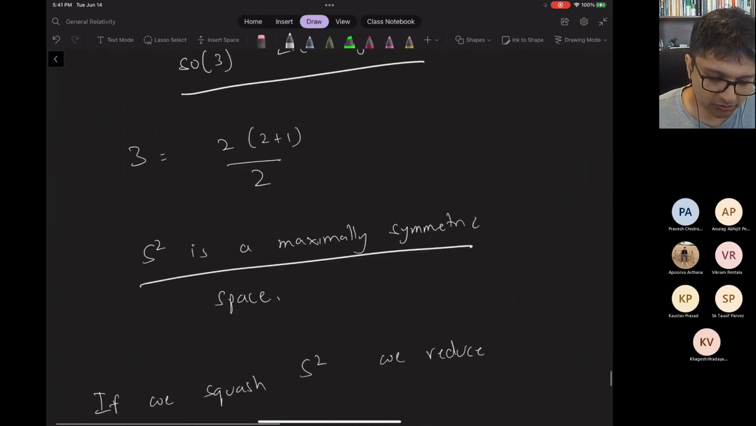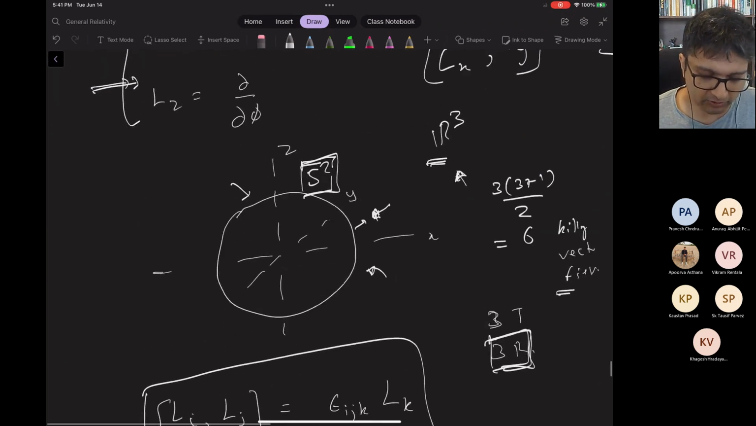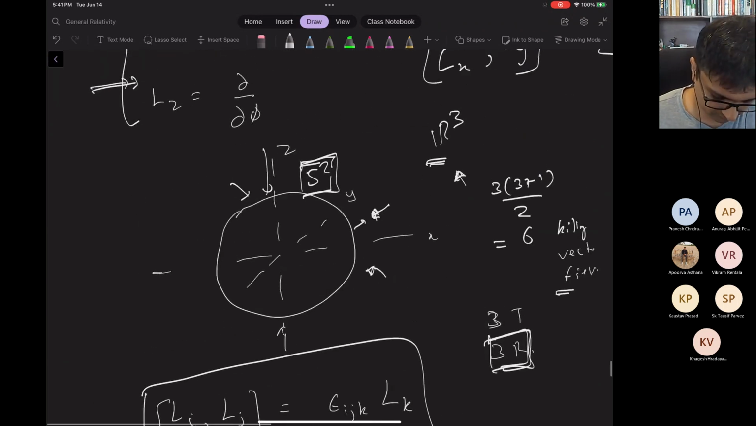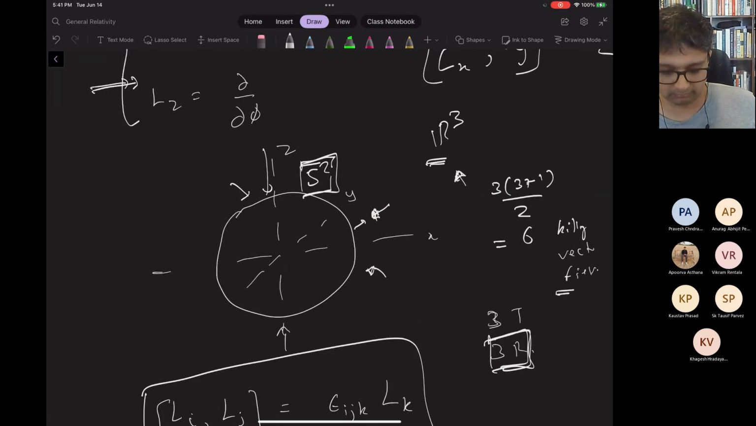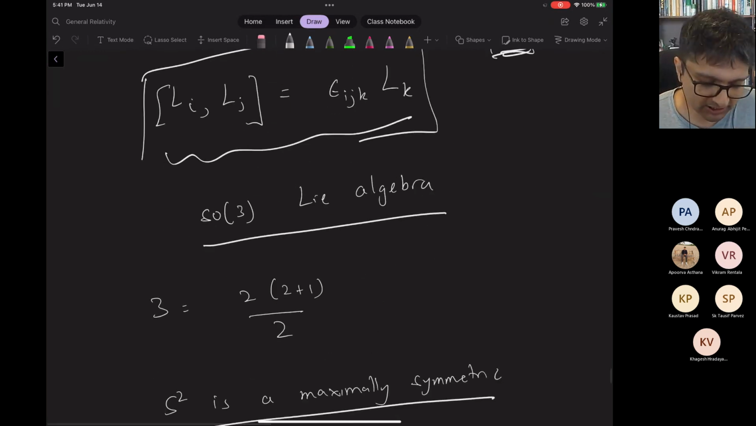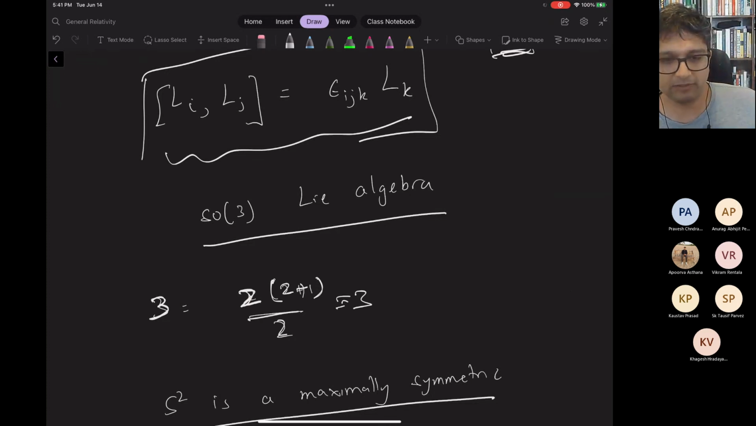Okay, so this S2 is a maximally symmetric space. Why is it maximally symmetric? Because I have 3 generators, but this is a 2-dimensional space, and the maximum number of generators in a 2-dimensional space is 2 times (2 plus 1) divided by 2, which is 3. So this has the maximum number of Killing vector fields.